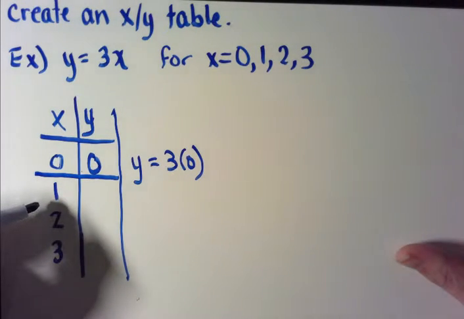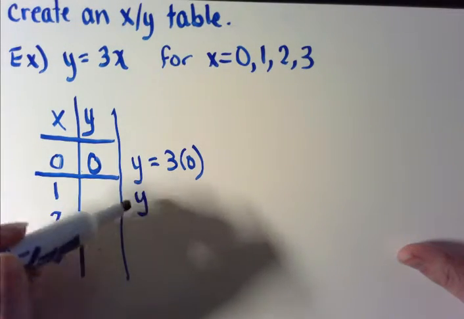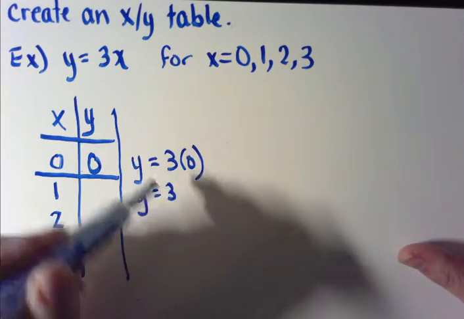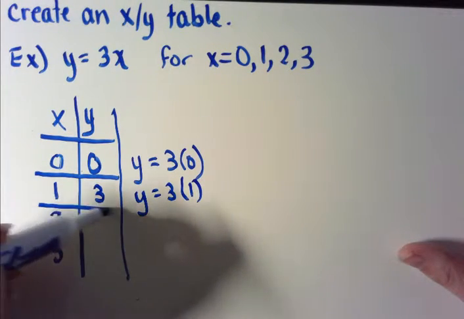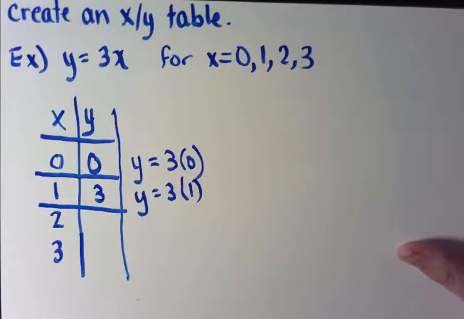If X equals 1, what's the corresponding value of Y? Y equals 3. Instead of 3x, it's 3 times 1. 3 times 1 is just 3. And we continue.